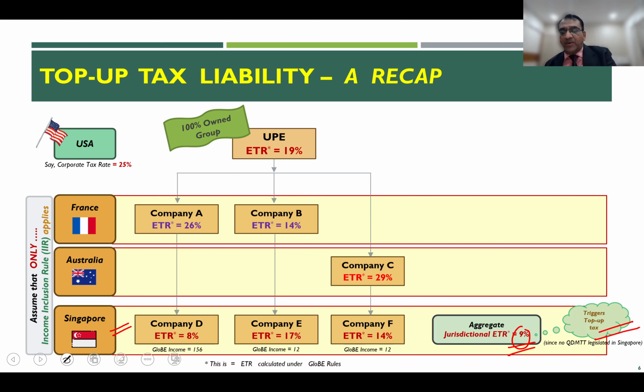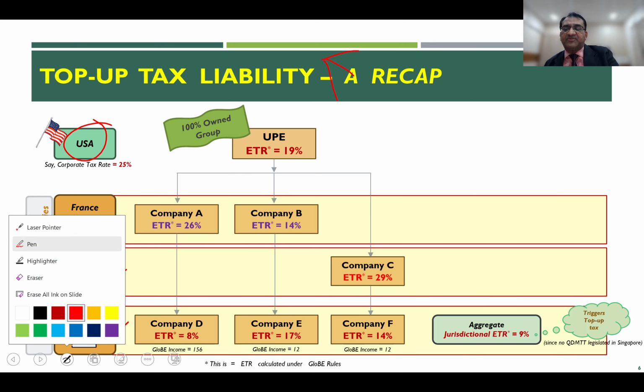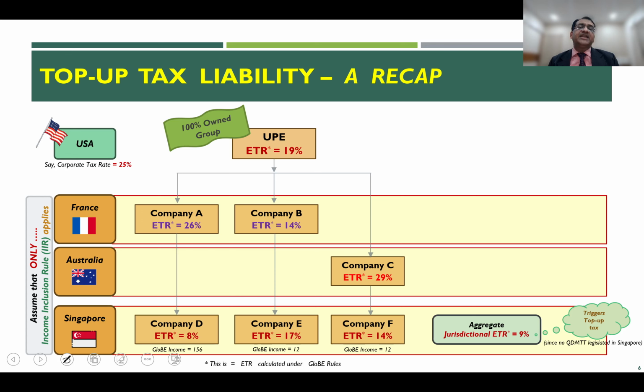Now, as you might already be aware, in the fact pattern, USA is unlikely to legislate Pillar 2 rules. Now, assume that for these 3 countries, out of the 3 mechanisms which we talked about, that is QDMTT, IIR, and UTPR, only the income inclusion rule has been legislated by these 3 countries. This is just for simplicity, I'm trying to give you a perspective. Now, what happens in this case?